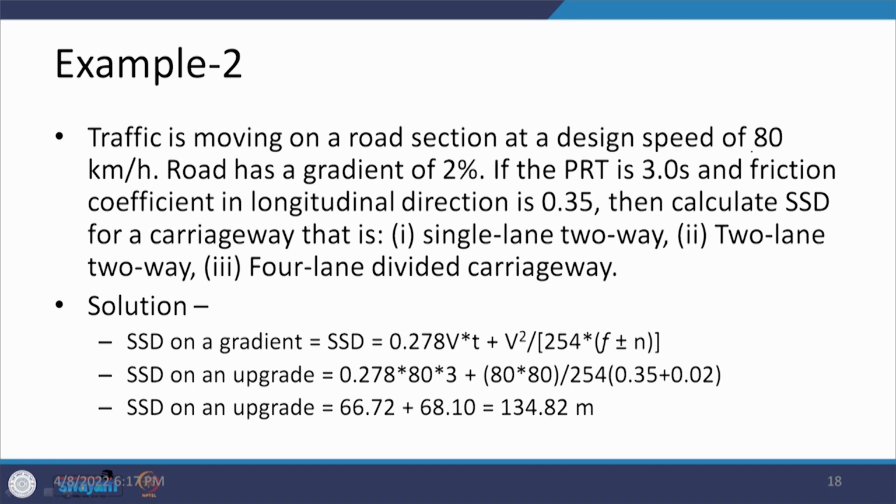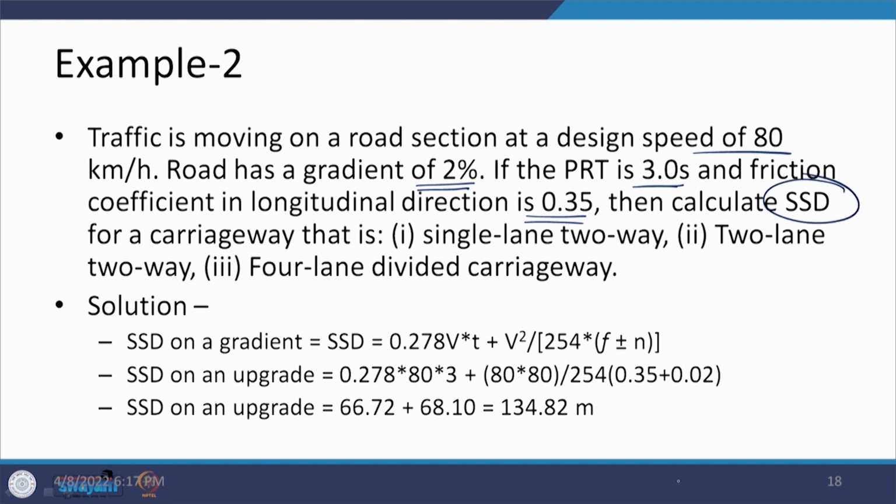Here the vehicles are moving at a design speed of 80 kilometers per hour, the gradient is 2%. The PRT is defined as 3 seconds, maybe on the basis of some experiment done on that particular road. The friction coefficient in the longitudinal direction is given as 0.35, or otherwise we can take it from the table. Again we have to calculate the SSD, and three conditions have been stipulated here.